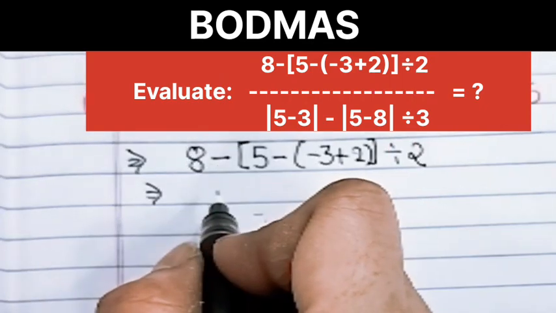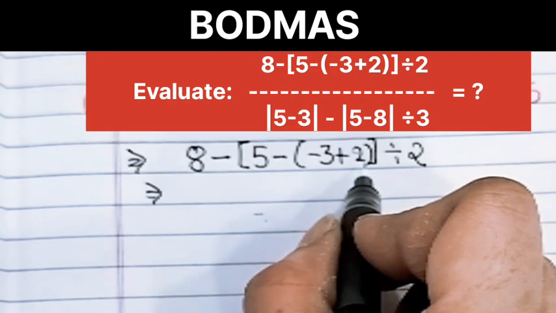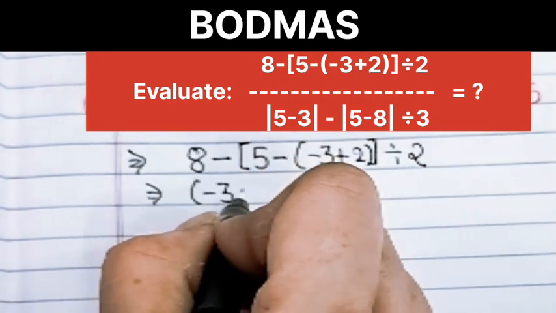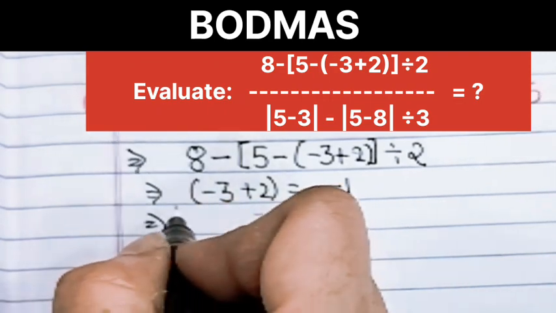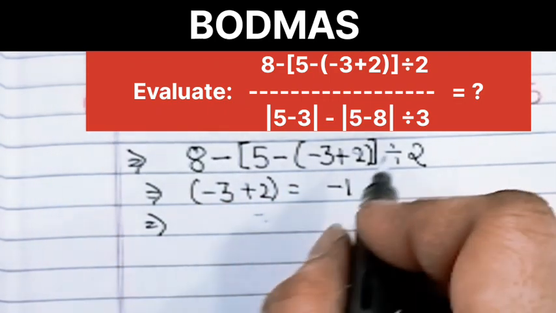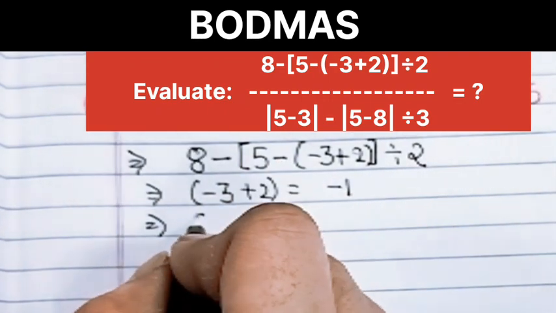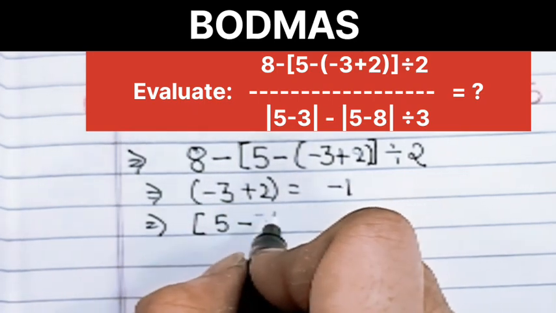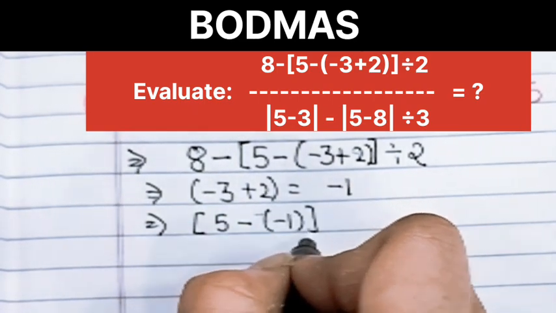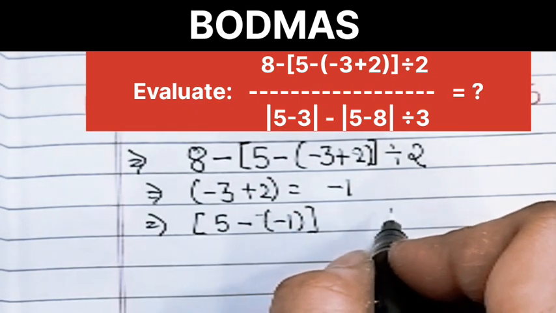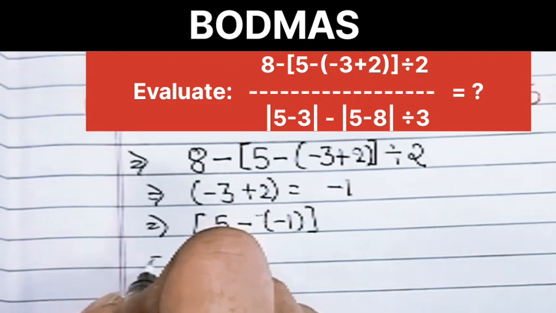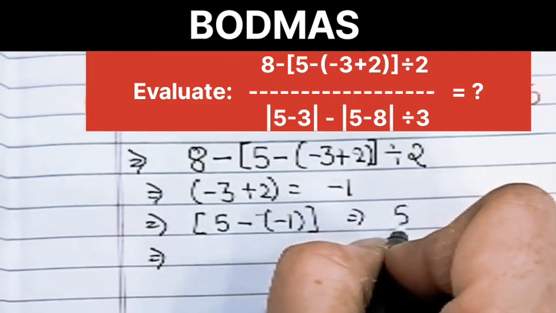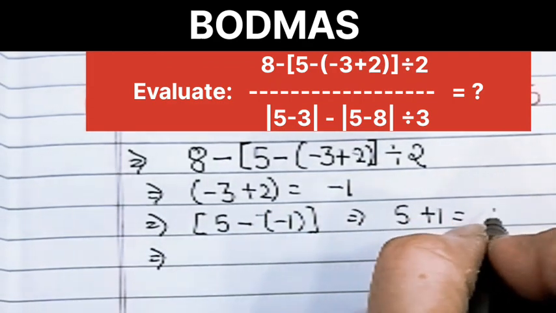Now the innermost bracket we have to solve: minus 3 plus 2. So minus 3 plus 2 equals minus 1. Now second step, square brackets. Now solve the square bracket: 5 minus minus 1. Now the property: subtracting a negative is the same as adding. Minus a minus is plus a. So simply 5 plus 1 equals 6.